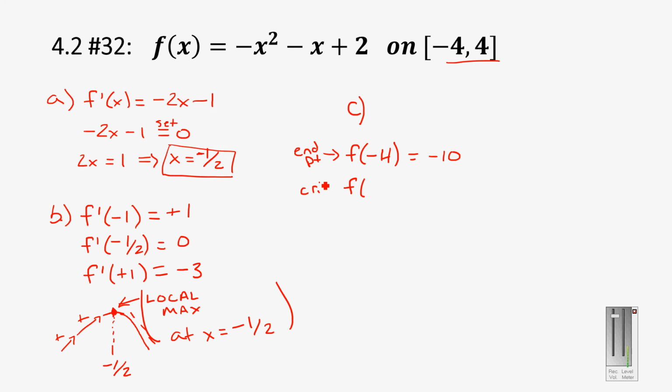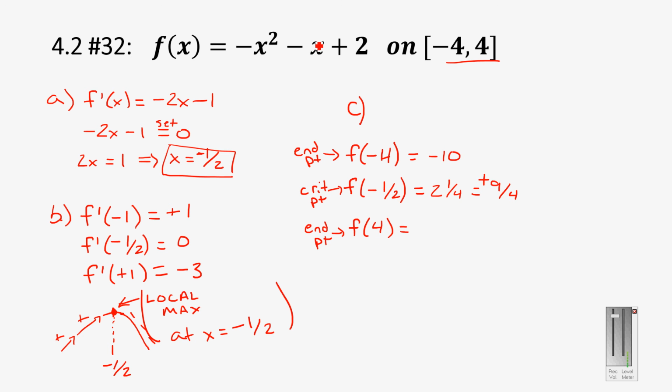This is going to be my critical point that I'm going to check, which was f of negative 1/2. Negative 1/2 squared is 1/4, minus 1/4, minus a minus 1/2, which would be plus 1/2. That's a positive 1/4. Plus 2 is 2 1/4, or 9/4. That's a positive number. And then the other endpoint is one that I would want to check. So I check the endpoints and the critical point.